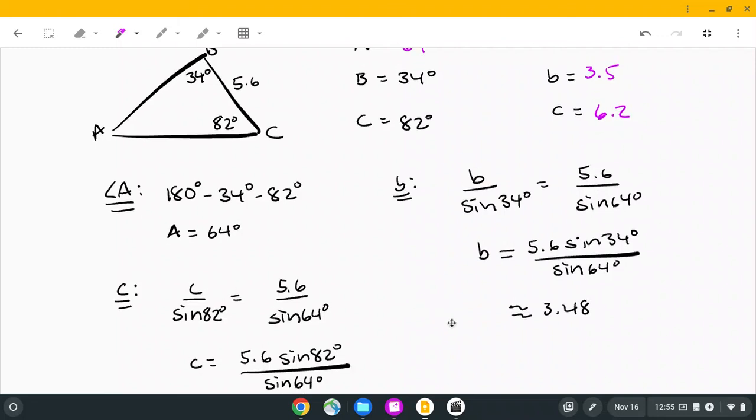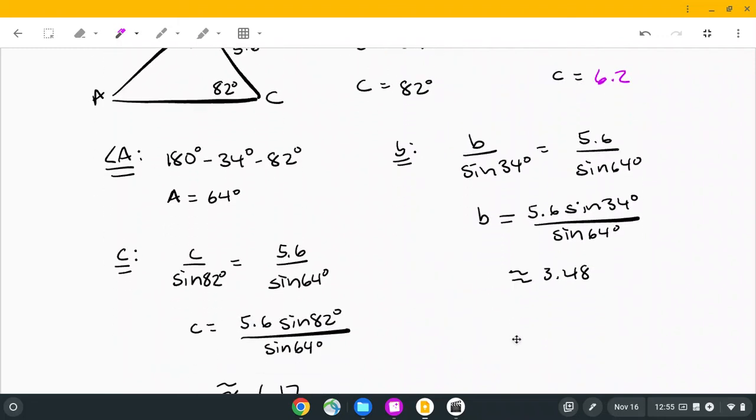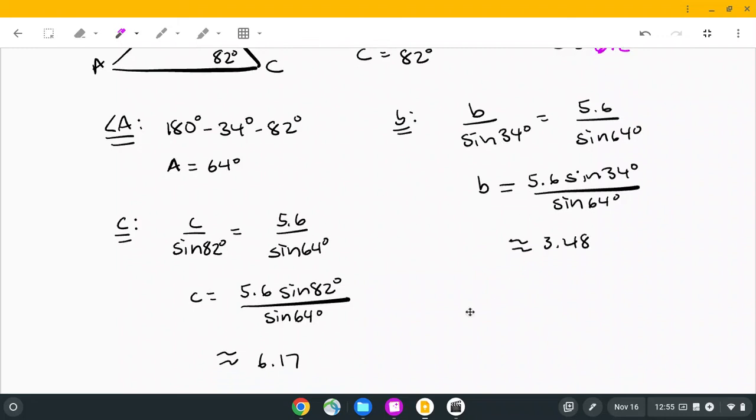All right, so there you have it. You just set up your ratios and solve.